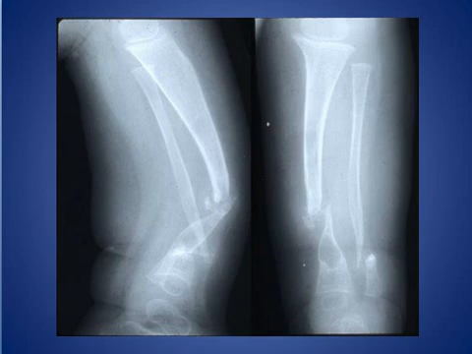Here you see X-ray of the lower limb in a child with deformity and some resorption of the bone associated with pseudoarthrosis, and this is the classic for neurofibromatosis.